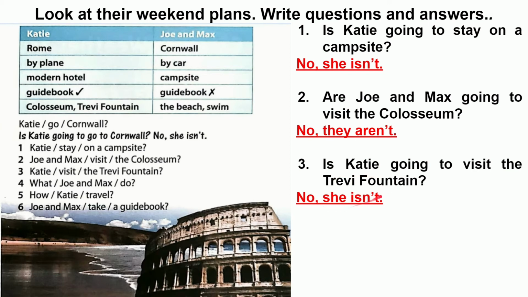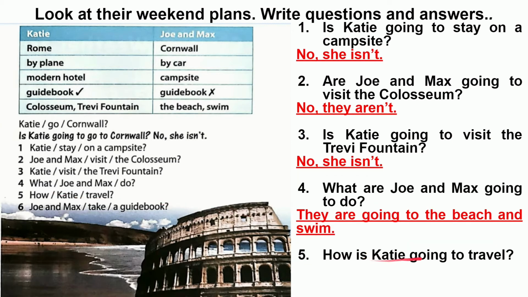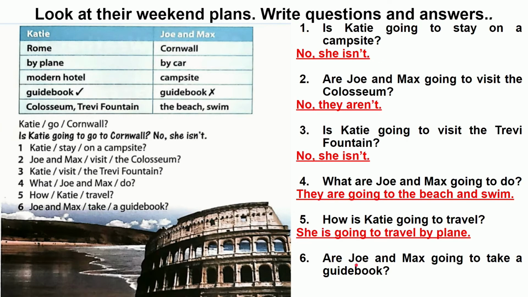There's a mistake over here. Yes, she is. Number 4. What are Joe and Max going to do? They are going to the beach and swim, right? So your answer is they are going to the beach and swim. Number 5. How is Katie going to travel? How is she going to travel? She's going to travel by plane. Number 6. Joe and Max. Are Joe and Max going to take a guidebook? The answer will be cross. No, they aren't. They are not going to take the guidebook.